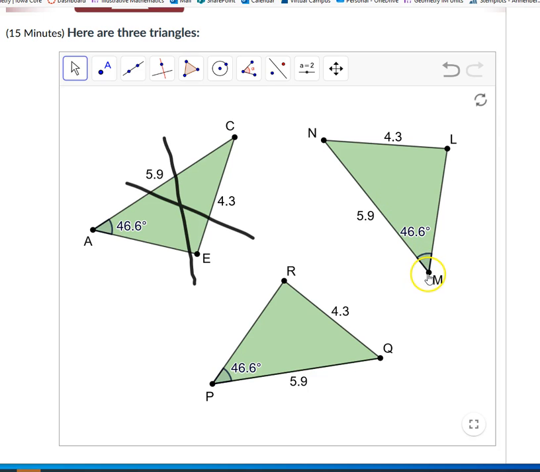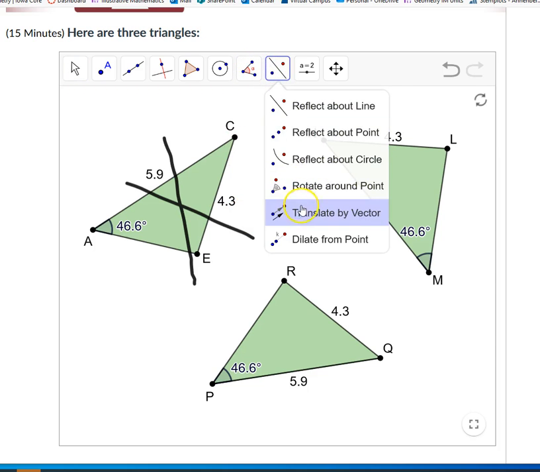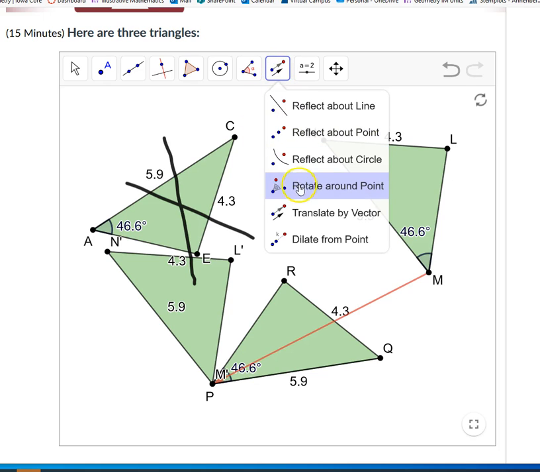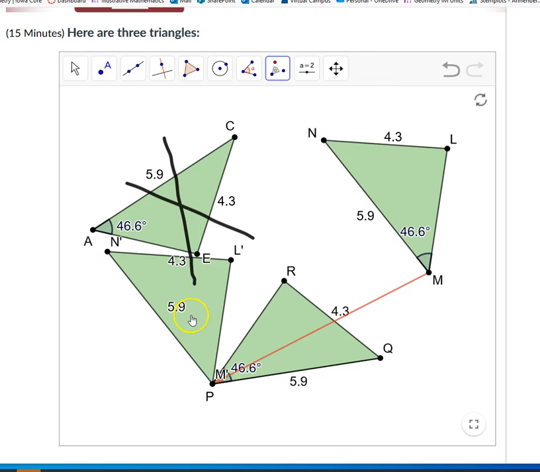So this triangle, same thing. I notice that angles M and P are the same measure, so I'm going to do a translation of this triangle by the vector MP. And then I'm going to do a rotation. I need to rotate so that my long side, which is the side NM, maps onto PQ. When I look at this angle, it looks like roughly 120 degrees, so let's just start there and see if that's a good measurement.